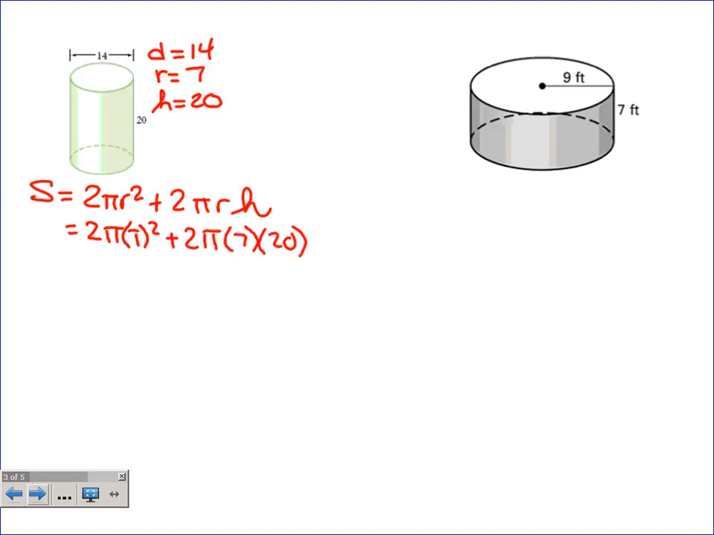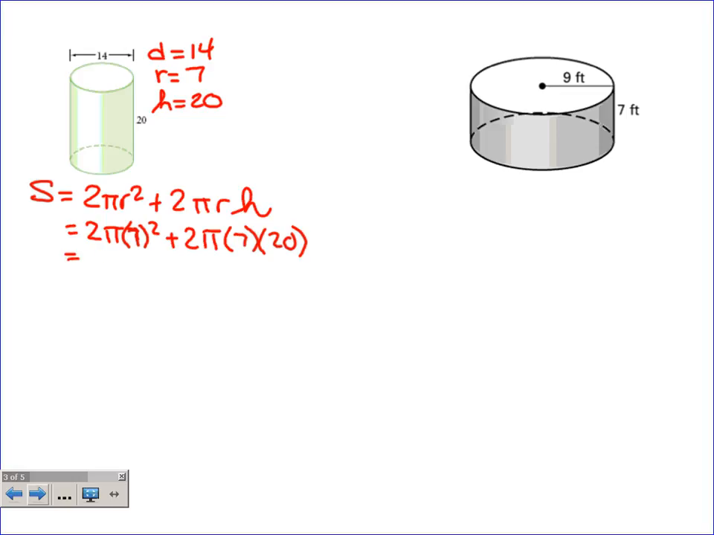Is that 7? Yeah. 2 pi r squared plus 2 pi r h. Our r is 7, and our h is 20.